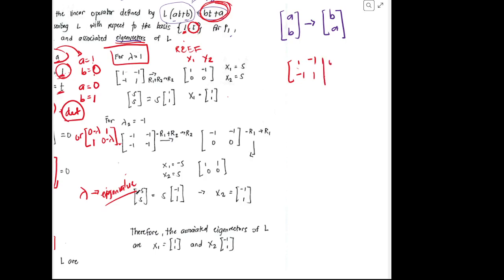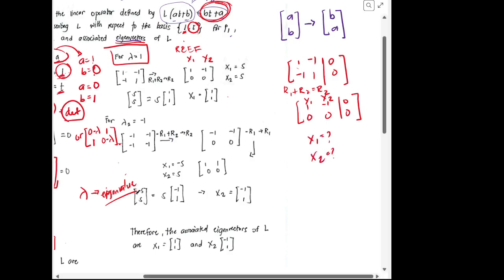Okay, we have 0, 0. Now, adding this, we will get what? Adding R1 plus R2, result to R2, we have 0, 0, and then 0. Now, again, this is x sub 1, this is x sub 2, because we need to solve for x sub 1 and x sub 2. But x sub 2, in this case, has infinite many solutions. Meaning to say, x sub 2 can be any value.